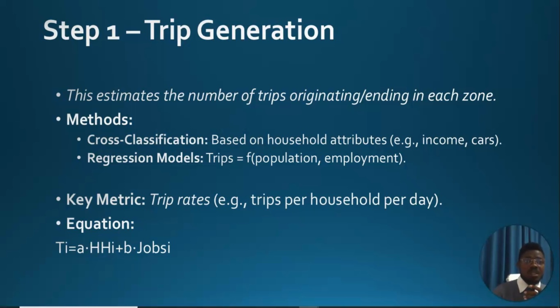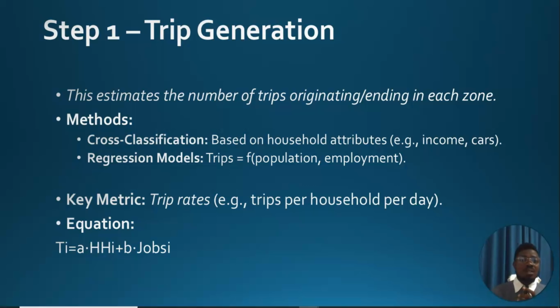Now looking at the first one, that is the trip generation. That's the first step. We know it estimates the number of trips originating or ending in each zone. We already explained that. And there are two methods involved in doing this calculation. We have what we call the cross classification. That is when you take into consideration the characteristics of each household. What are some of the characteristics of a household? We need to look into their income, the age, the number of cars, and the number of people in that household. A family of three cannot be compared to a family of seven or a family of 10.